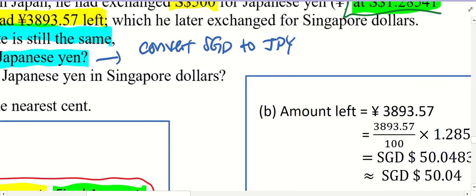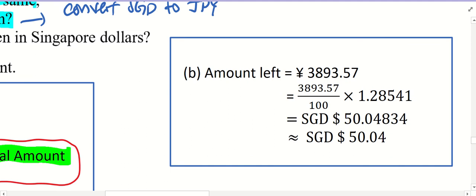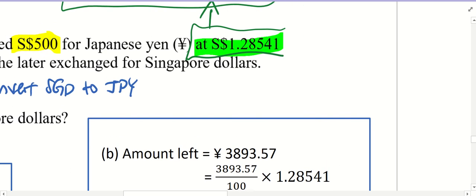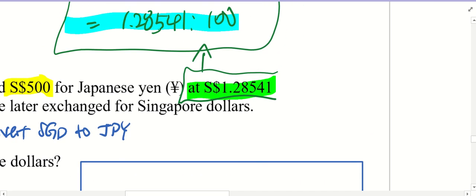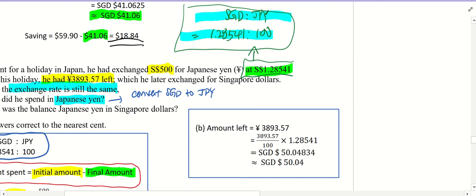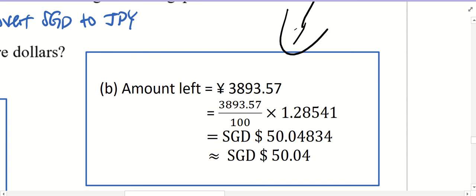So this is essentially just converting from yen to Sing dollars. If you want to be consistent, you can choose to write down the ratio in part B also. You can choose to write this in your working for part B. All right, so let's take a look. 3,893 yen is represented by 100 units, and we are interested in finding 1.28 units for Sing dollars. So as usual, divide by 100 times 1.28541. And then finally, we round off to Sing dollars.